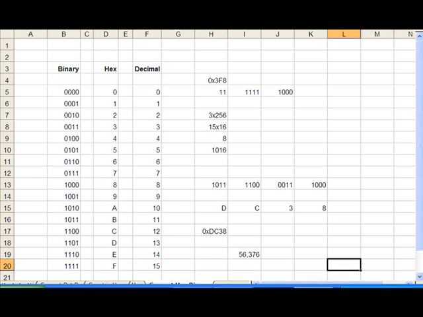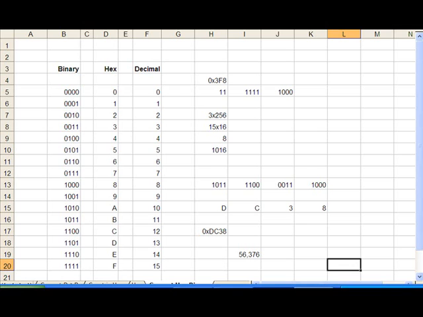Hey, did you notice a mistake in here? I converted 1, 0, 1, 1, and I got D, which is wrong. The correct answer for 1, 0, 1, 1 is B, and the whole number should be BC38 instead of DC38, which is a very different number.